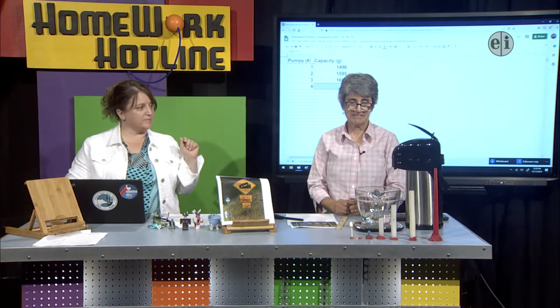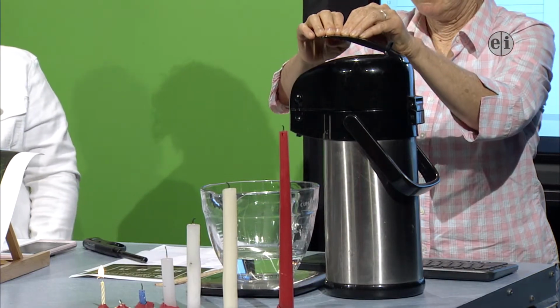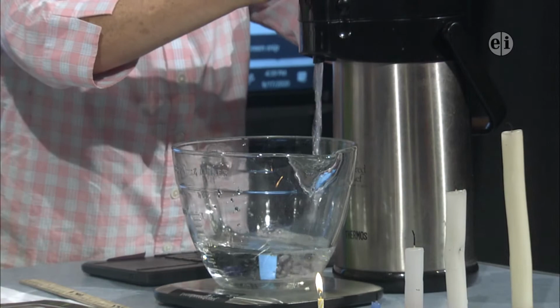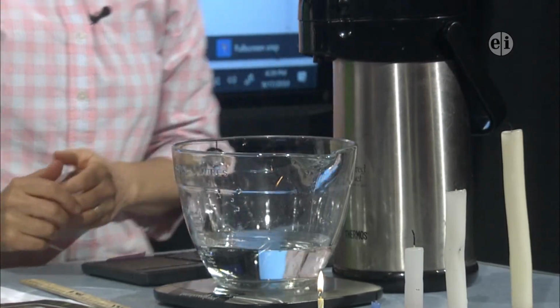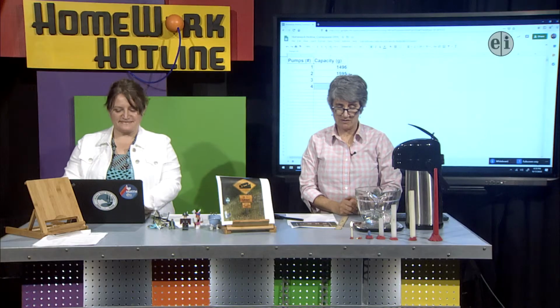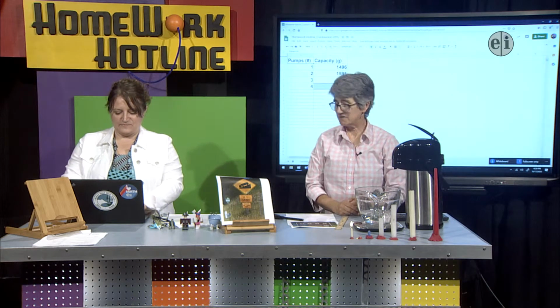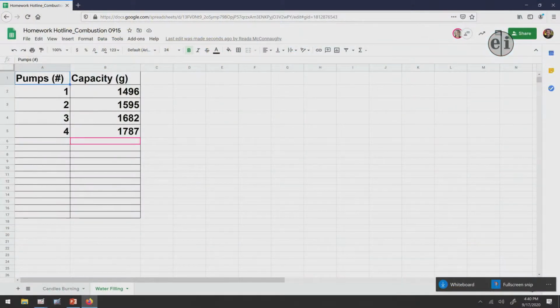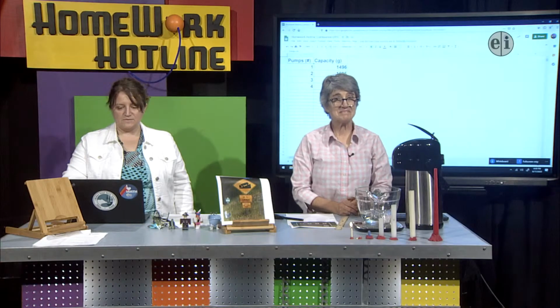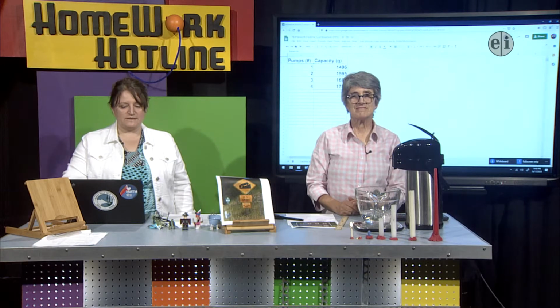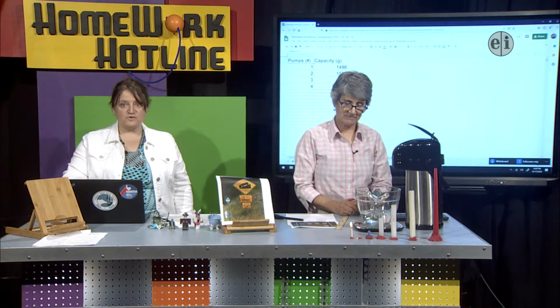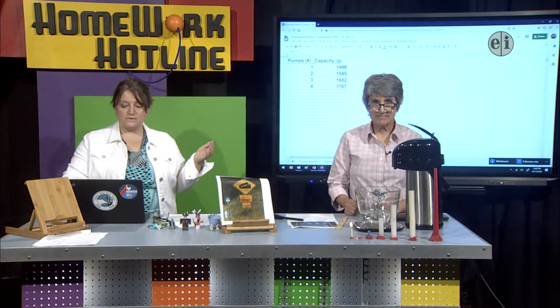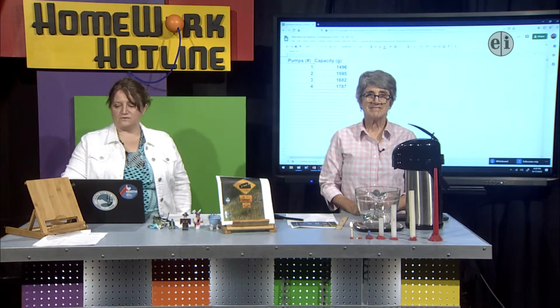And now we're going to add a pump. Okay, let's do it. So this will be our 4th pump of water. Nice work. All right, so now we have 1,787 grams. Now we are going to do a quick chart with that data. The pump went up by 1 each time, and it'll show us graphically how much the water went up with each pump.